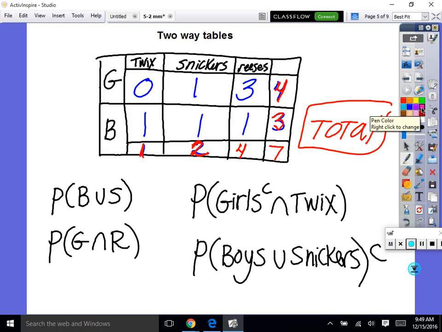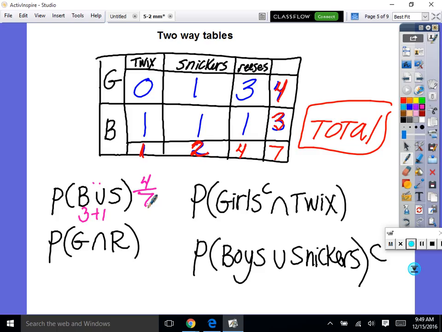All right, so let's answer the probability that there are boys united with Snickers. United means both get to come. Boys get to come. Anyone who likes Snickers gets to come. Everybody's welcome, right? We're uniting them. So how many boys are there? 3 boys. 3 united with Snickers lovers. Oh, but we already counted that one, right? So 1 more. Everybody see? Plus 1, so that's 4 out of 7.